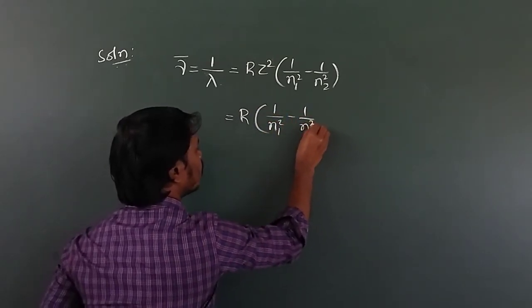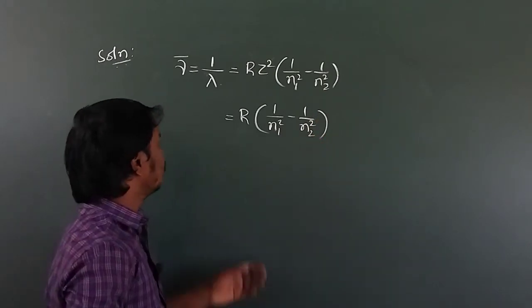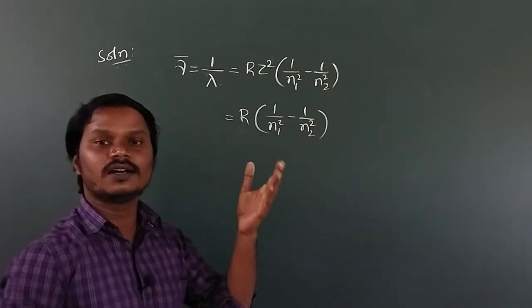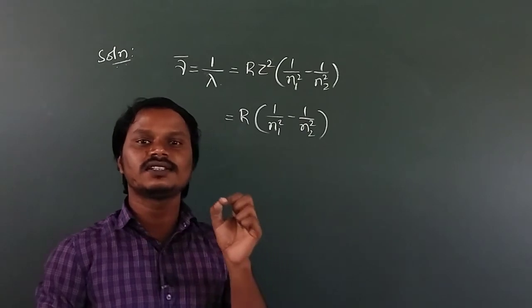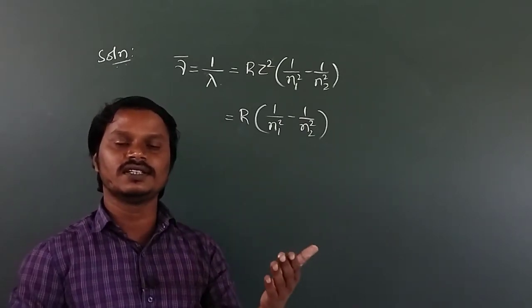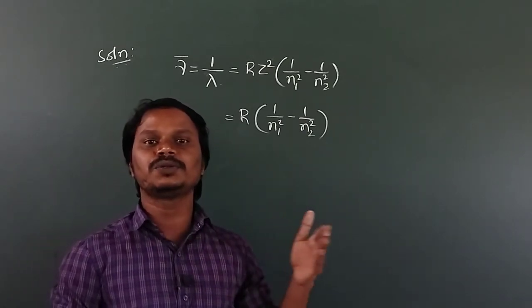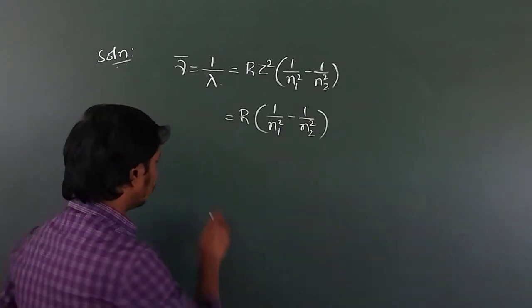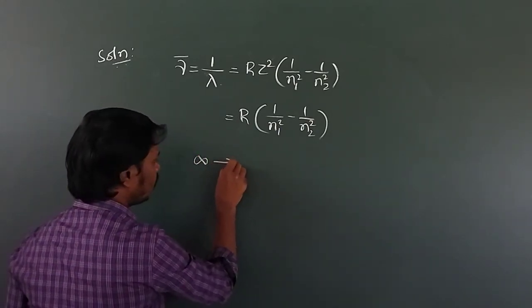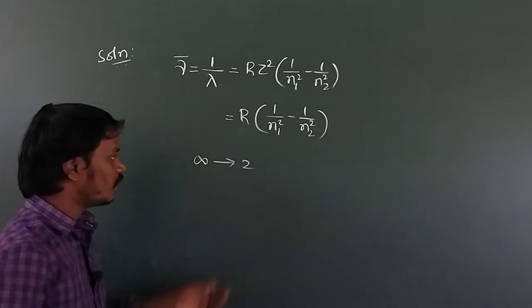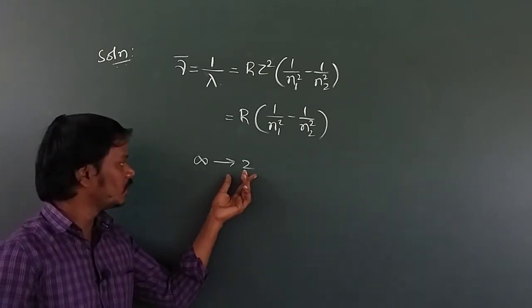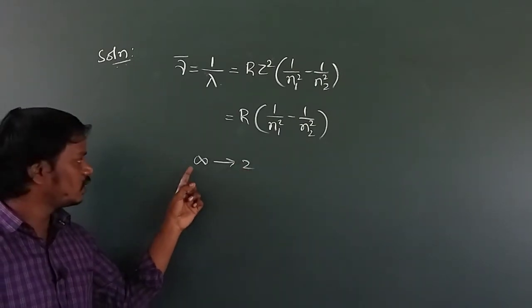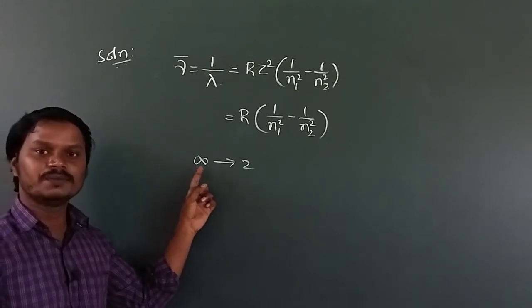So we can write it as R into 1 by n1 square minus 1 by n2 square. Now we have to find the wave number of the last line of the Balmer series. Last line means the transition is from where to where? The transition is from infinity to 2, because the ground orbit in the Balmer series is 2. For the last line the transition must be from infinity to 2.